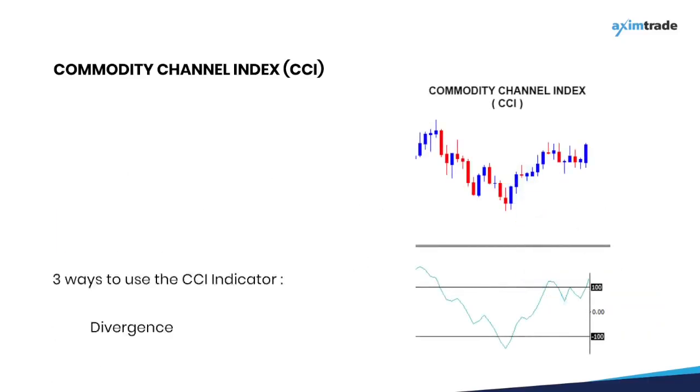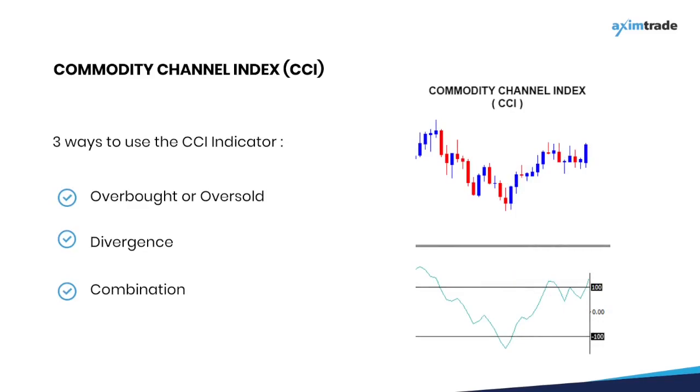There are three methods in which traders can use the CCI indicator during trading. They are identifying the extremes in CCI by going long when the market is oversold and going short when the market is overbought; identifying the divergence between the CCI indicator and the market; and finally, using the CCI indicator in combination with moving average. Let's look one by one in detail at how to use them.